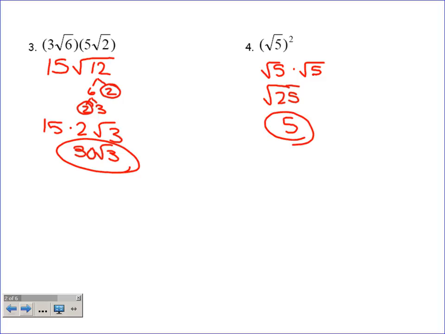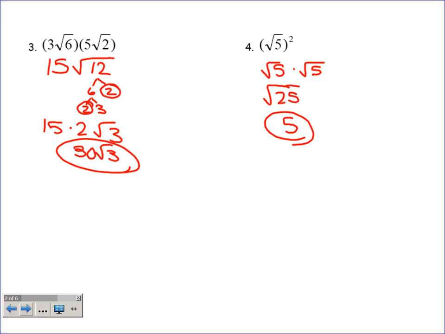Wait, you just say we do 5 times 5? Yes, because they're both on the inside, so you just pull those together. Okay? There's a shortcut though. If you ever square a square root, they undo each other. A square and a square root undo each other.